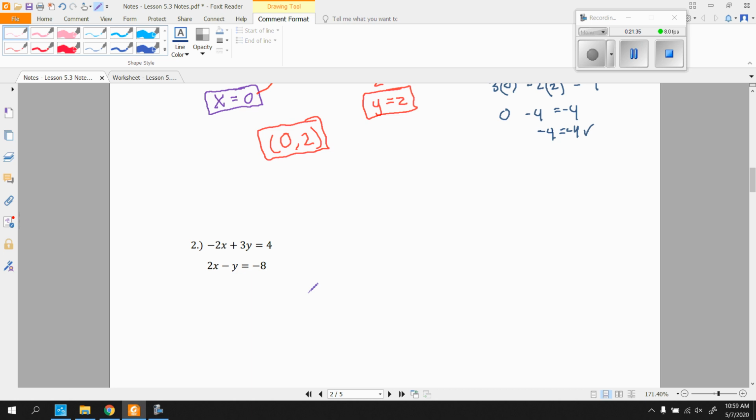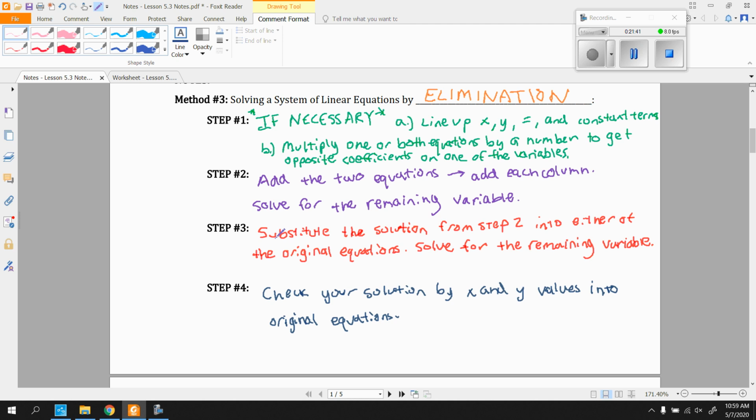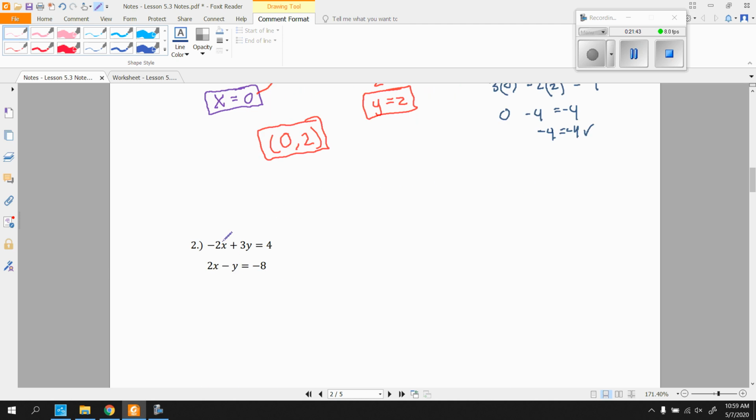So step 1, line everything up. Let's check it out. I'm going to try to keep the same colors. We went green, purple, red, blue. We can do that. So green, any first steps, x's above x's, y's above y's, equals above equals, numbers above numbers. Yep, we're good there.